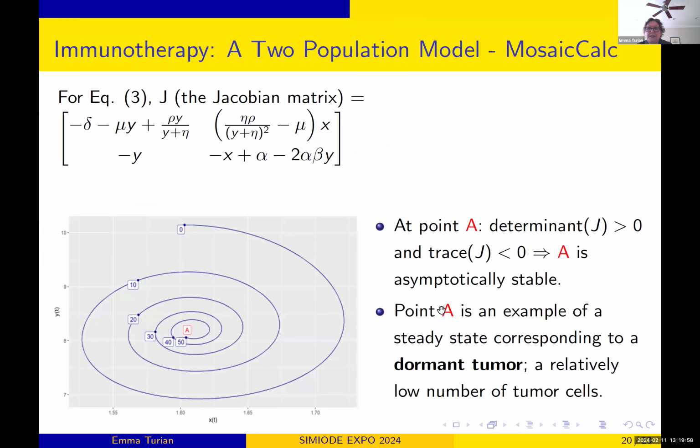So what we're seeing in here is the Jacobian, and based on the Jacobian, there is a theorem which determines the stability based on the determinant of J and the trace of J, the sign of the determinant of J and the trace. And this is an example of a stable dormant tumor point. And it's a dormant tumor with obviously a relatively low number of tumor cells.